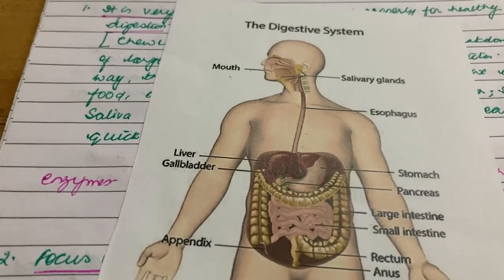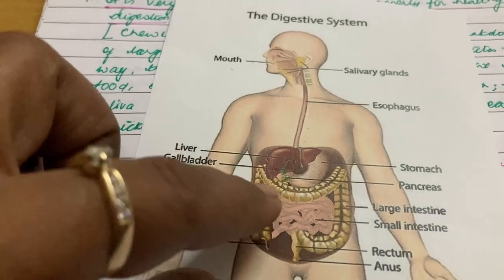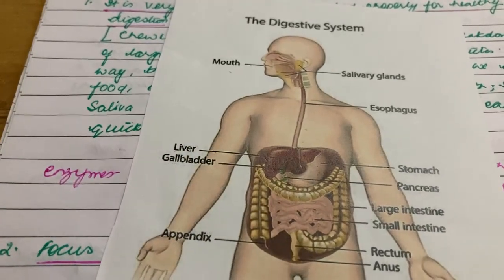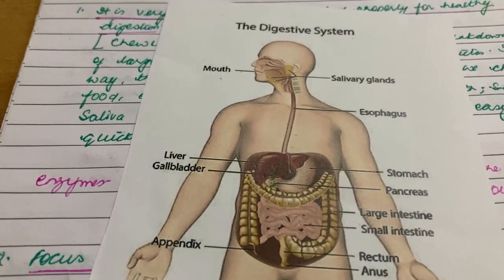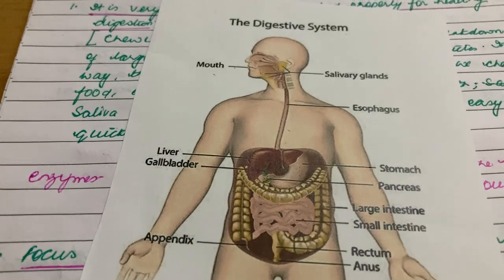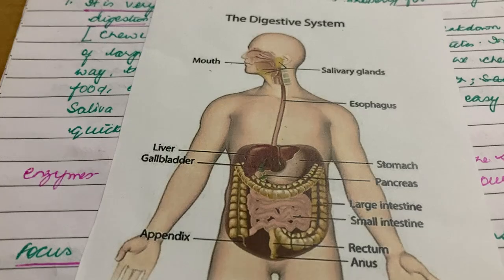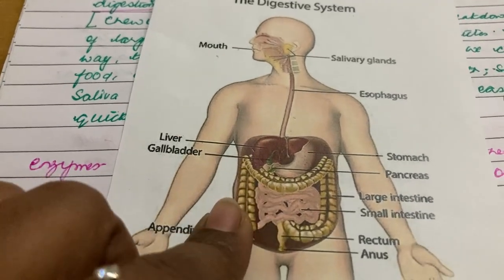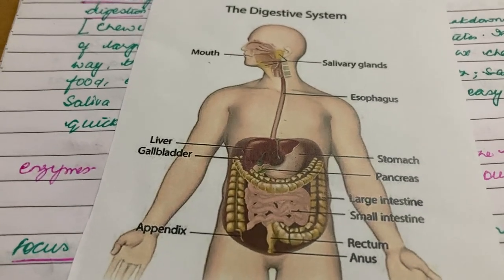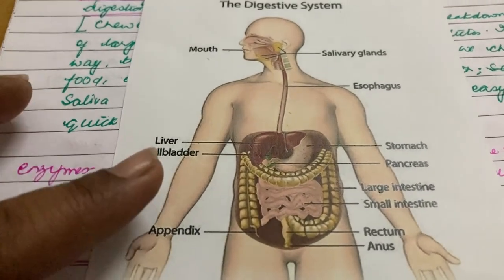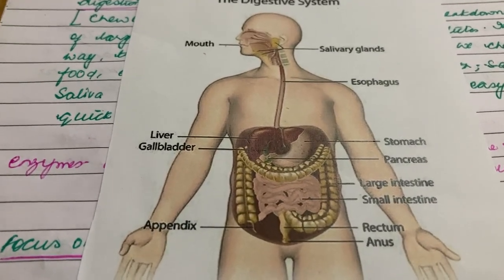Here the absorption of minerals and water takes place, and whatever waste or undigested food is there is churned into a paste which is stored in the rectum. It is then excreted through the anus, and this process of excretion is called egestion. And what is the other name of the large intestine? It's also known as the colon. So these are the various internal body organs involved in carrying out the digestion process.